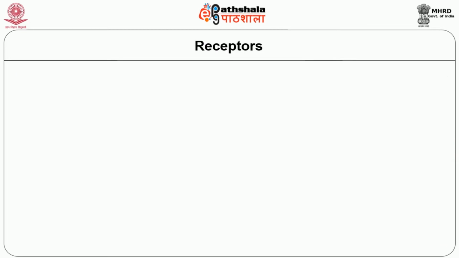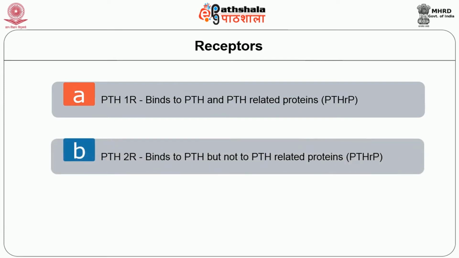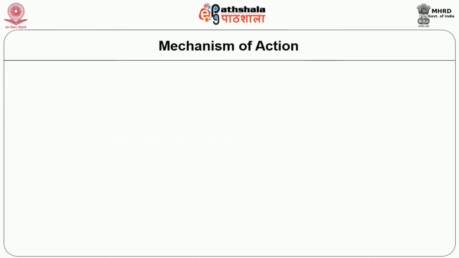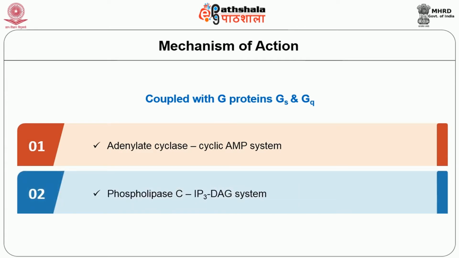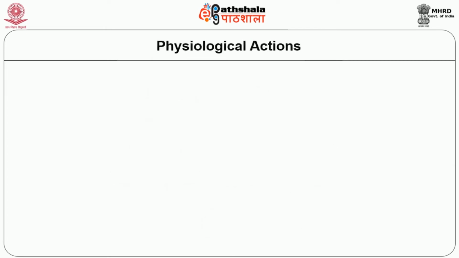The parathyroid hormone can bind to 3 types of receptors. PTH1R binds to parathyroid hormone and PTH related proteins, and PTH2R binds to parathyroid hormone, but it cannot bind with the PTH related proteins. Whereas PTH3R reacts only with the carboxy terminal of the parathyroid hormone. Coming to the mechanism of action of PTH, the receptors are coupled with G proteins like Gs and Gq. So they act through the adenylate cyclase cyclic AMP system and the phospholipase C IP3 DAG system. This picture shows the mechanism of action of PTH.